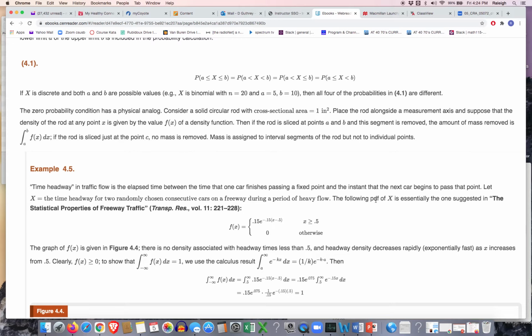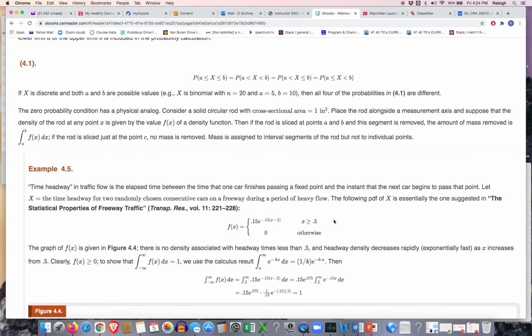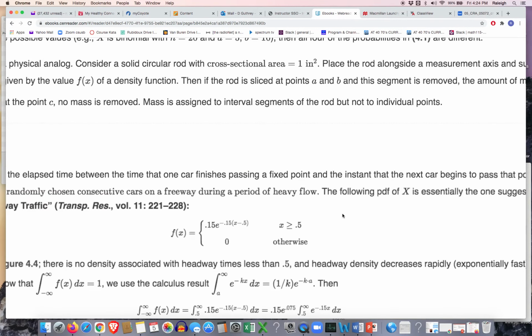So the following PDF of x is suggested by a certain reference there. And so it's 0.15 e to the minus 0.15 times (x minus 0.5), for x being greater than or equal to 0.5 of a second. They forgot to put the units in right now, but if it's not quite that long, then they just call it 0.